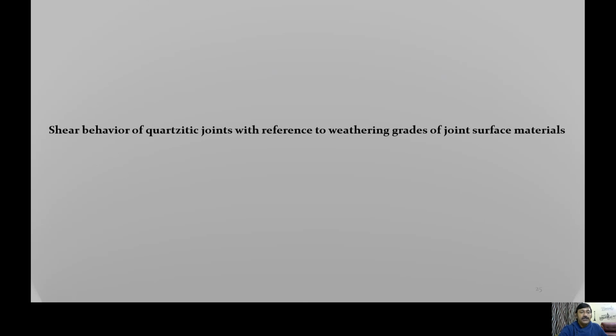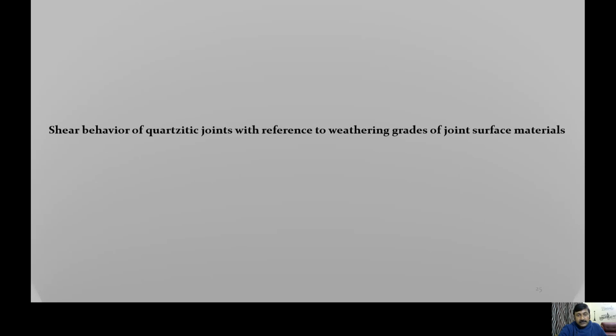Next, I'll talk about shear behavior of quartzitic joints with reference to weathering grades of joint surface materials. The objective of this study is to understand the influence of weathering on the shear behavior of rock joints. In order to do that, we need to eliminate the influence of other parameters like JRC on shear behavior. So there are two ways to deal with this problem. One is to collect rock blocks from the field and go for saw cutting and then perform direct shear test on the saw cut surfaces.